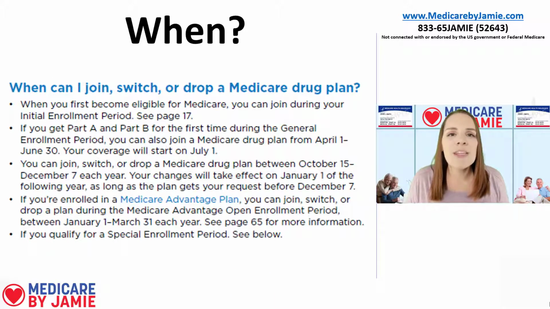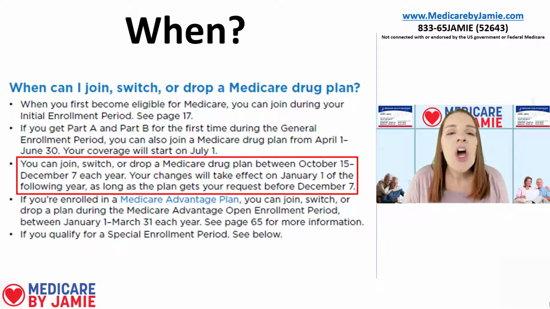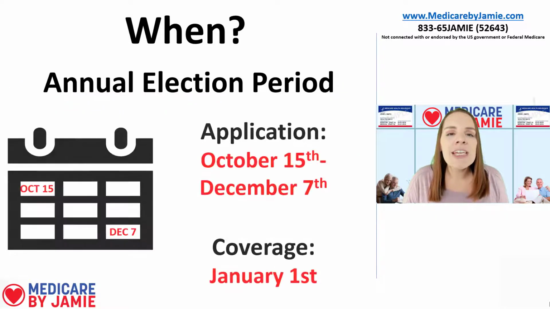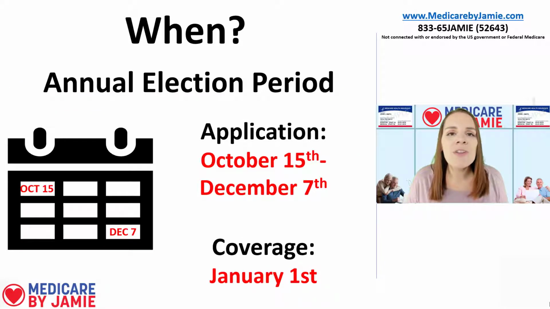The next period that the Medicare New Guidebook makes reference to is the annual election period, also known as open enrollment. So the annual election period takes place every year from October 15th through December 7th. So it's the very end of the year where you can make changes to your prescription drug plan for a new plan to take effect January 1st.